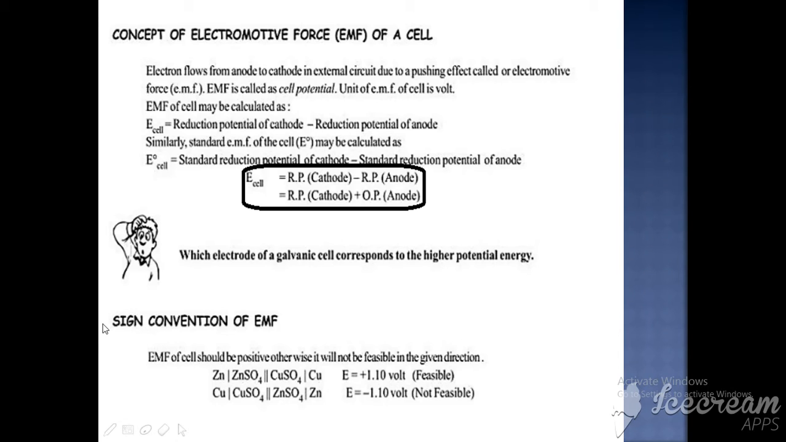Now we will go for the sign convention of an EMF. Let us consider this cell, Zn, Zn2+ and Cu2+, Cu. Its E naught is 1.1 volt, and for the reverse cell it is minus 1.1 volt. Here you can see that this reaction is feasible and that reaction is not feasible. We will discuss it after understanding the concept of Gibbs free energy.